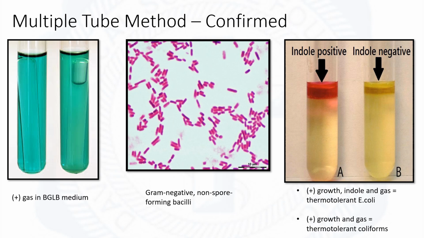So confirmatory tests for indole, growth, and gas production show the presence of your thermotolerant E. coli, because your tryptone water, class, is incubated at 44.5 degrees Celsius. So if it's positive for indole, gas production, and growth, that would mean there's presence of your thermotolerant E. coli. If there's only growth and gas production in the absence of indole, this will confirm the presence of your thermotolerant coliforms aside from your E. coli.